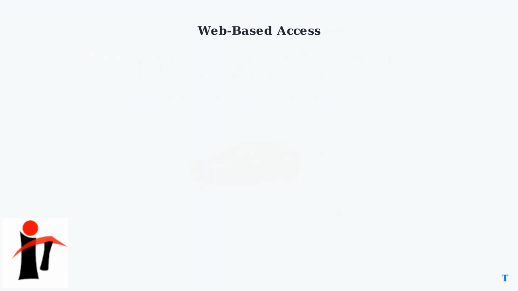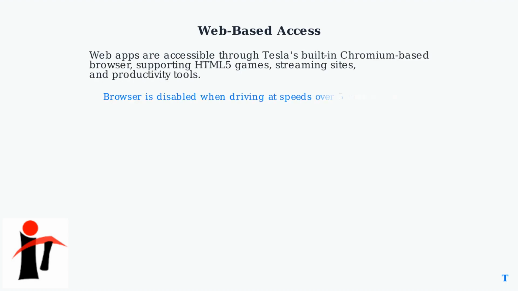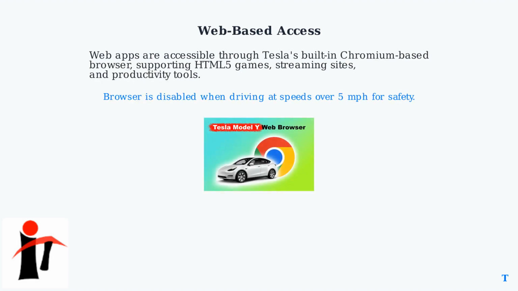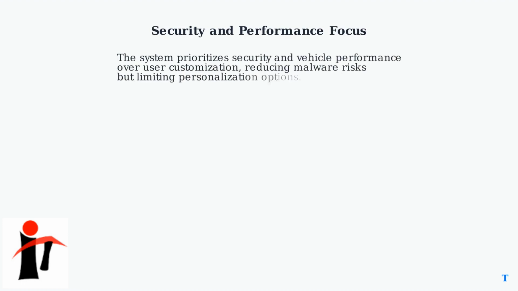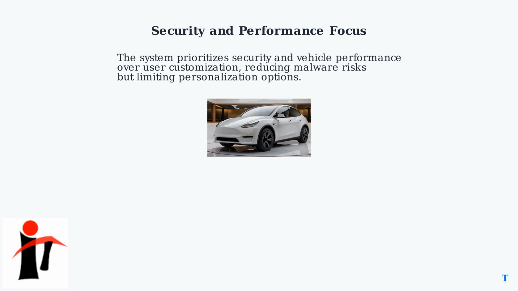Web apps are accessible through Tesla's built-in Chromium-based browser, supporting HTML5 games, streaming sites, and productivity tools. The browser is disabled when driving at speeds over 5 miles per hour for safety. The system prioritizes security and vehicle performance over user customization, reducing malware risks but limiting personalization options.